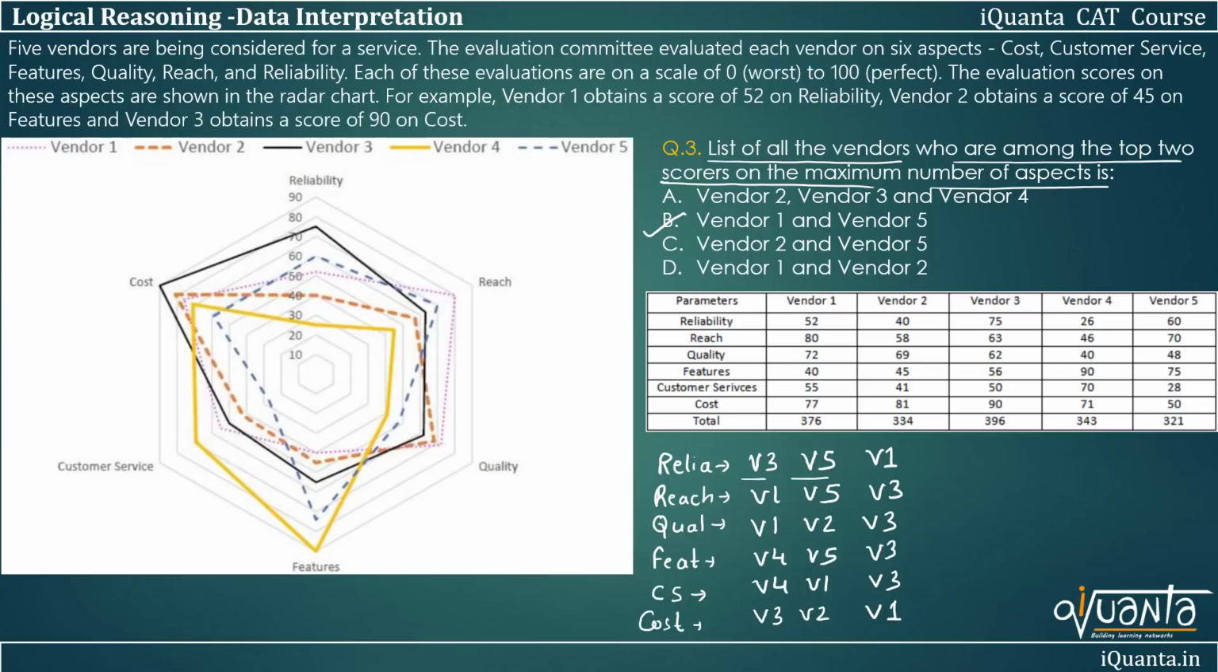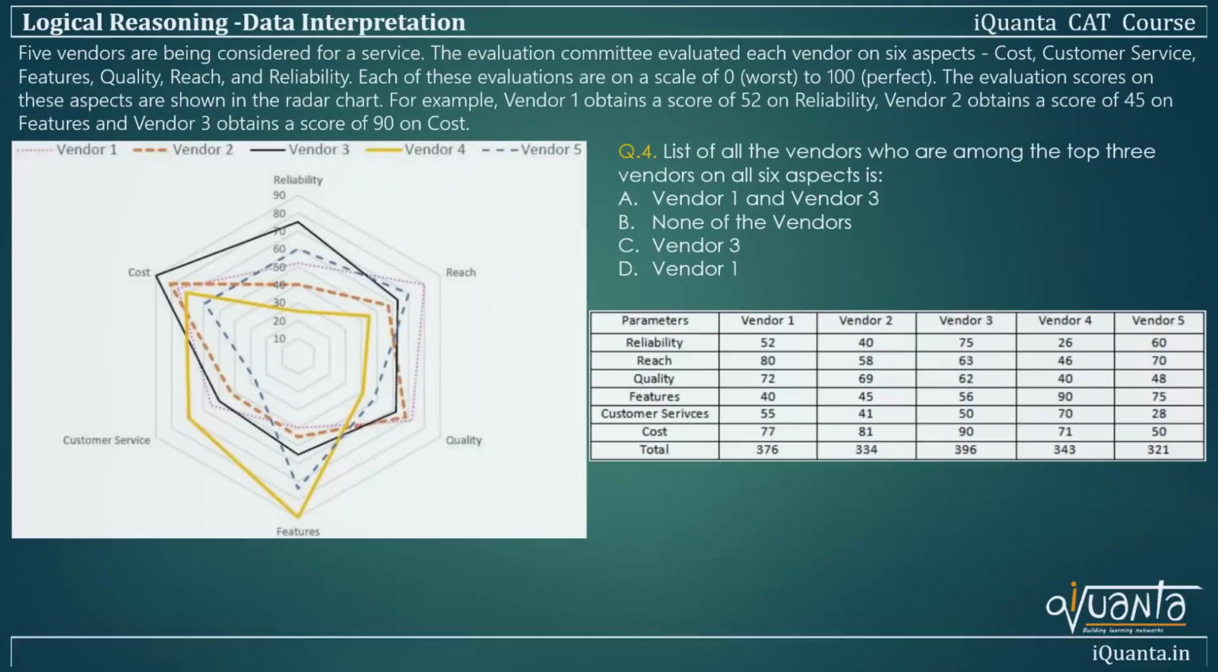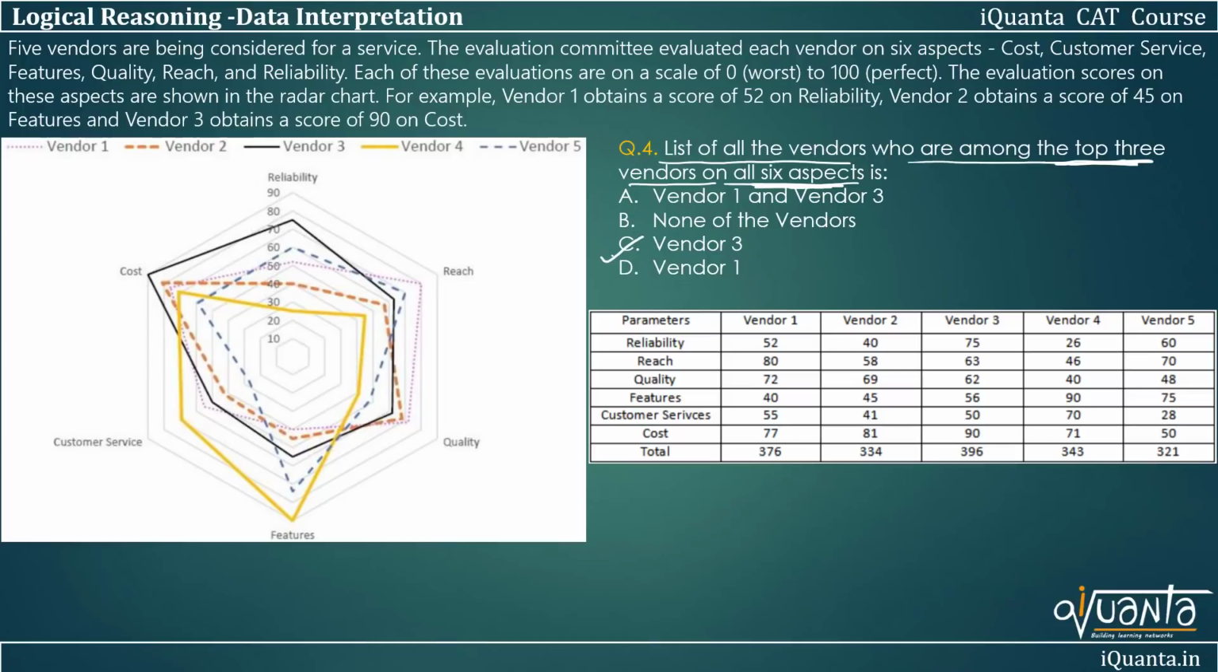So we have to find out that vendor who is among the top 3 in all the aspects. So we can easily see that vendor 3 is among the top 3 in all aspects. Then if we talk about vendor 1, he is not here. If we talk about vendor 2, he is not here. Vendor 3 is already included. Vendor 4, no, he is not among top 3 in all the aspects. And then vendor 5, no, he is not among the top 3 in all the aspects. So only vendor 3 is such a vendor who is among the top 3 scorers in all the aspects. So the answer to the last question will be vendor 3, option C.